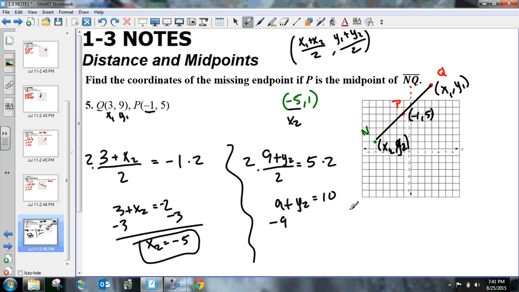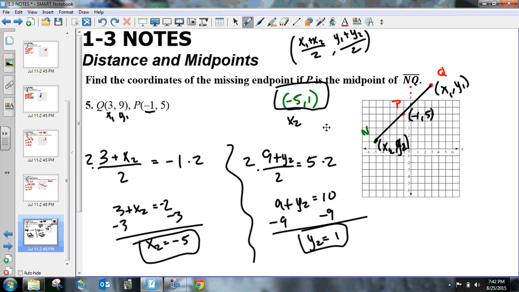If I subtract 9 from 10, what do I get, folks? What is that? Is that 1? That's 1. You serious, Clark? I mean, that's 1. That is fun. And that's my answer: -5, 1. That's point N. That's right here. Boom.